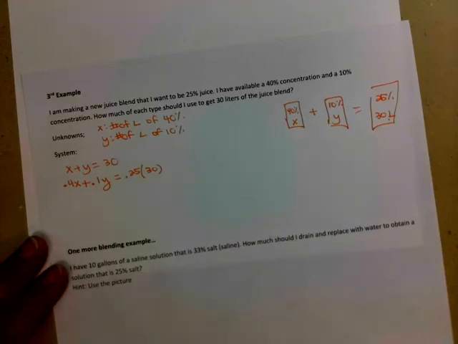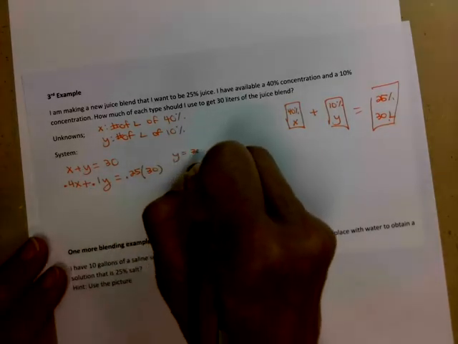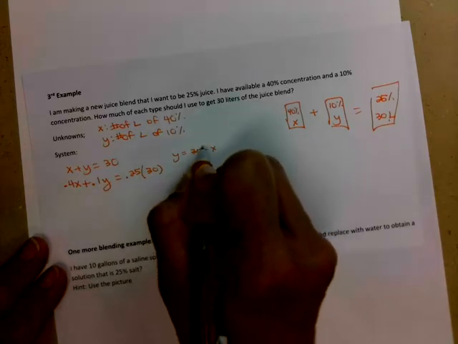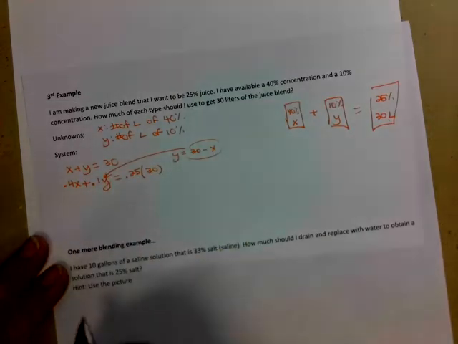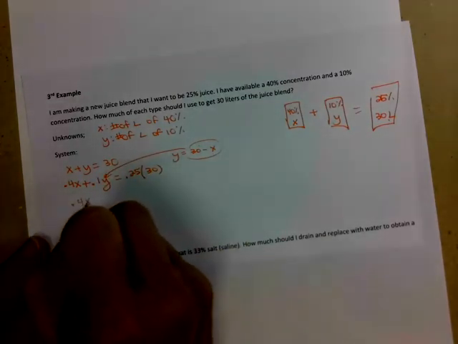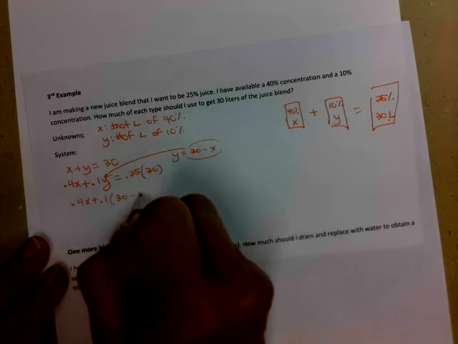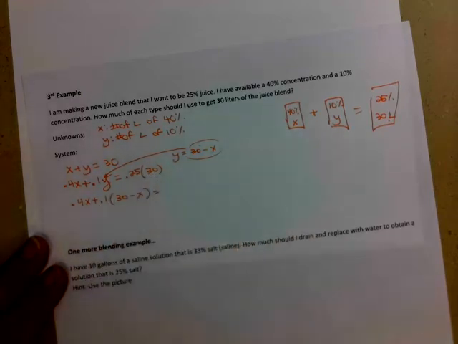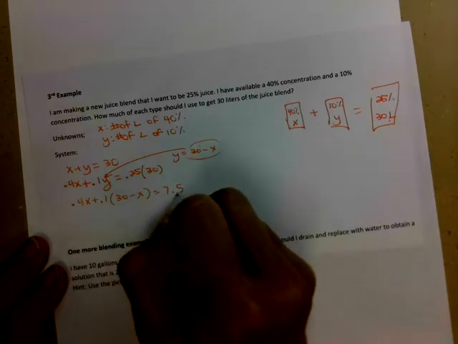Okay, what are we going to do for that one? Should we do substitution again? Okay, so solving, how about for y? So y equals 30 minus x. We'll take the 30 minus x and substitute it in for the y on the second equation. 0.4x plus 0.1 times y, now being played by 30 minus x. And then 0.25 times 30. I think that's 7.5. Yep, 7.5.